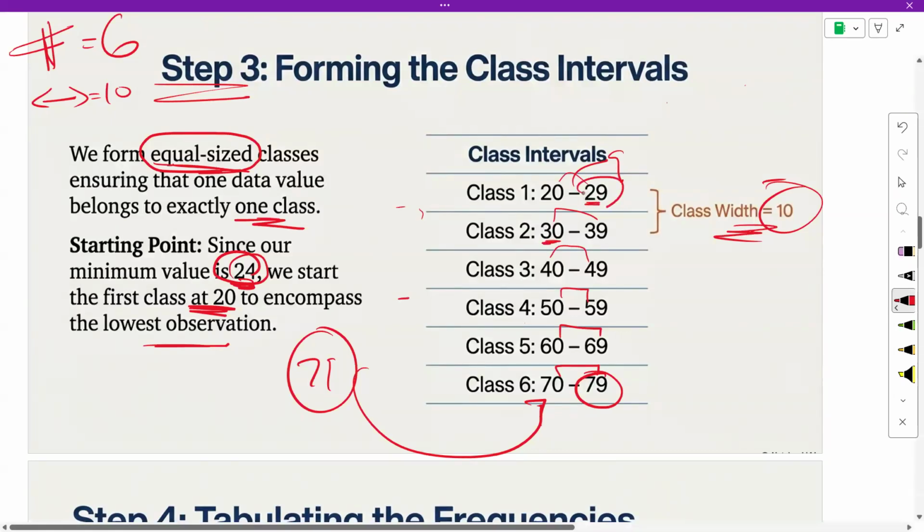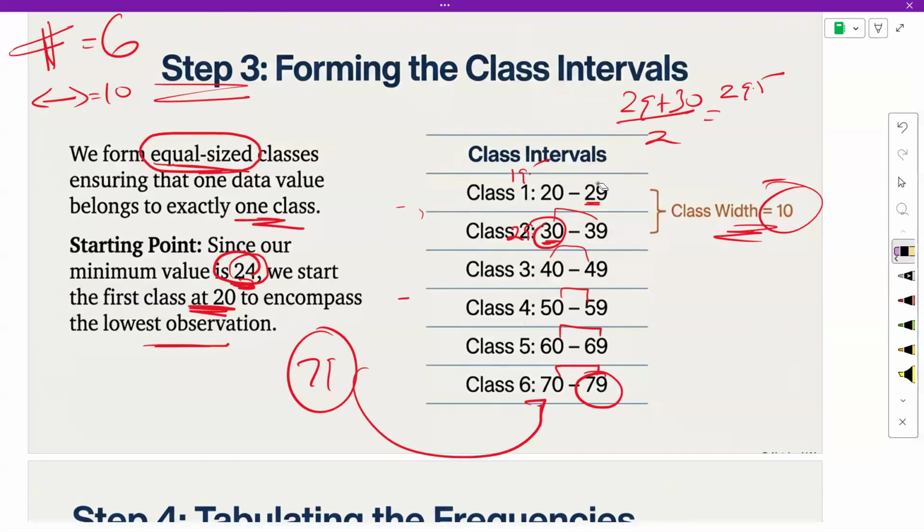We have to find the mid value. 29 plus 30 divided by 2, which equals 29.5. So the actual range, right? The actual range could be 29.5. Here, starting from 29.5. So here, actually, 19.5 is the lowest class boundary. Now you see here, the actual boundary: 19.5 to 29.5, and 29.5 to 39.5.